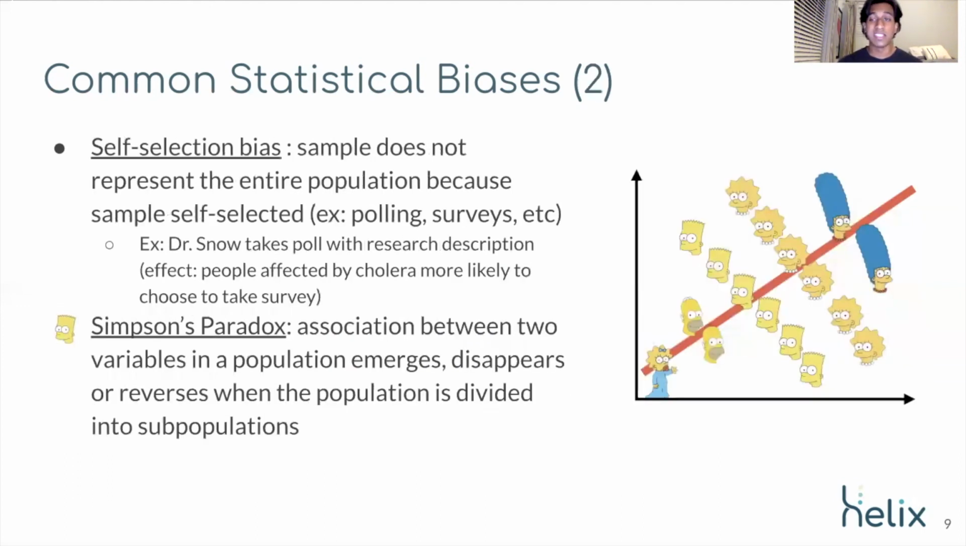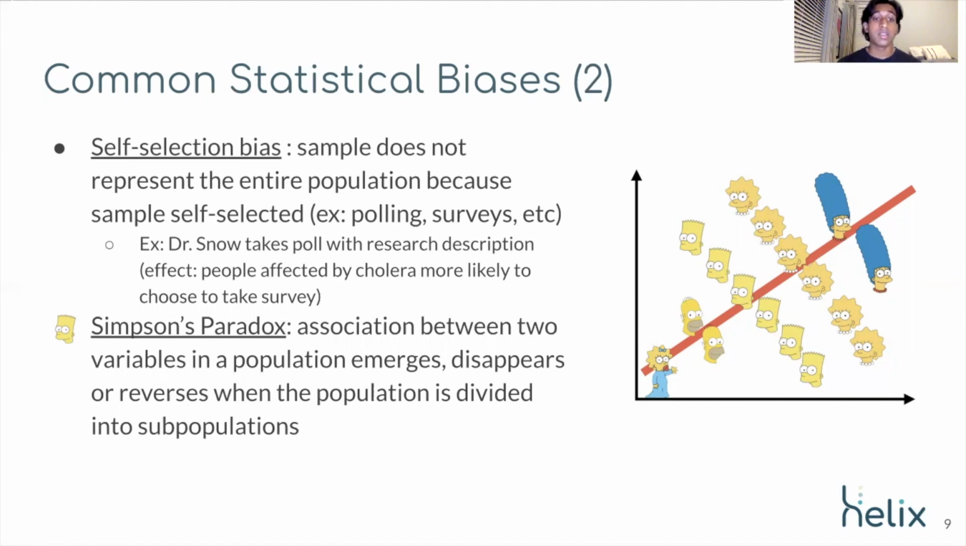Next, we'll be going into a bias called self-selection bias. This is when a sample does not represent the entire population because it is self-selected, either in the form of polls or surveys. When done correctly, this can definitely be a good way of gathering data. However, when done incorrectly, it can cause a self-selection bias. So an example of this is, let's say Dr. Snow chose to poll to get his data. And specifically, he included a research description of what he was trying to get out of his study, namely the effects of cholera and how cholera was attributed to this pandemic in London. Something we may end up seeing is that people who are affected by cholera are more likely to take this survey, while people who aren't affected by cholera are more likely to push the survey to the side. So in a sense, this really is self-selected and would cause a self-selection bias.